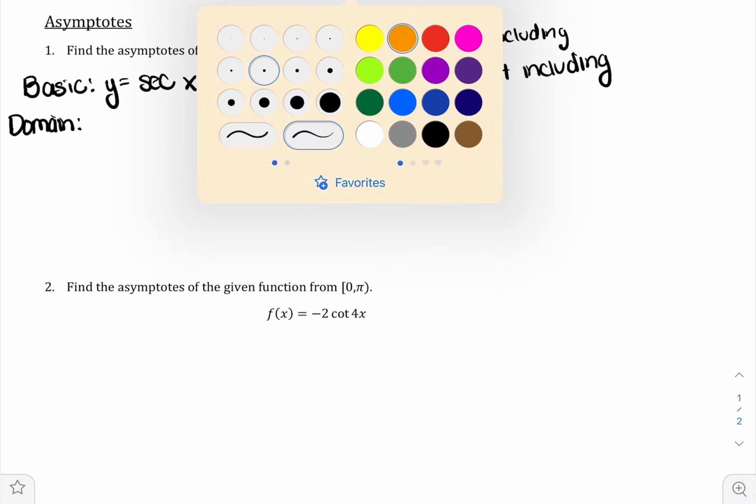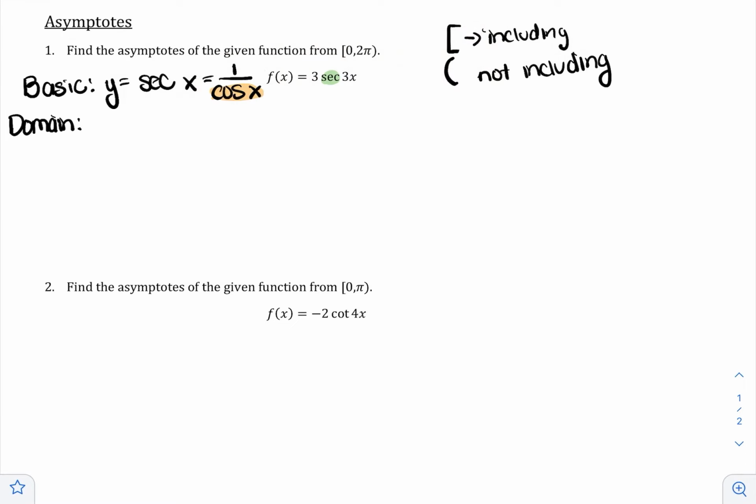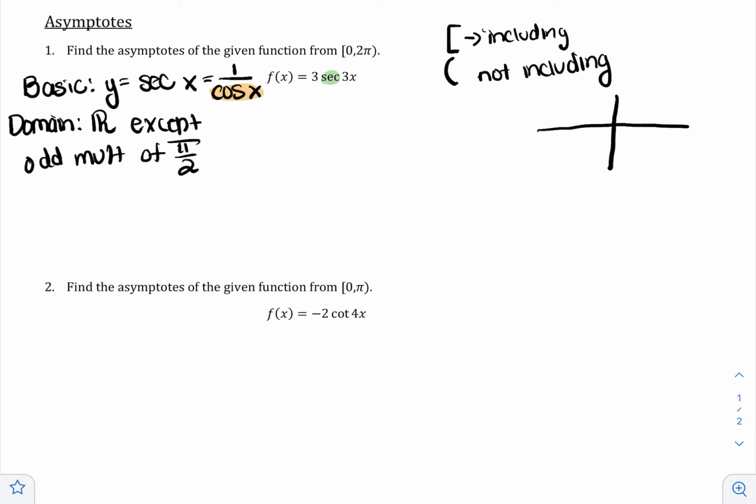Because the bad thing is happening here, this cannot be 0. So we get that the domain is all real numbers except odd multiples of pi over 2. We'll draw a little visual here on the side. Remember 1, 0, 0, 1, negative 1, 0, 0, negative 1. So cosine is 0 here and here. That's pi over 2 and 3 pi over 2 and then 5 pi over 2 and then 7 pi over 2 and so on. And that's how we created the pattern for secant and tangent, the domain.